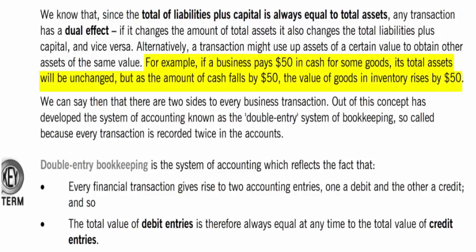Example: a business pays $50 in cash for goods. When the business buys goods for $50 and pays in cash, what happens to the cash? The cash, an asset, decreases by $50. What happens to the inventory? The value of goods in inventory, also an asset, increases by $50.